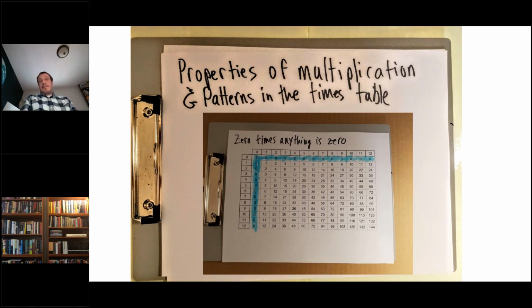So there's several patterns that I wanted to point out. The first one is this. You can see 0. I hope you can see that one's a little smaller than the other one, but 0 times anything is 0. So you can make this bigger. No, I cannot. So 0 times anything is 0.